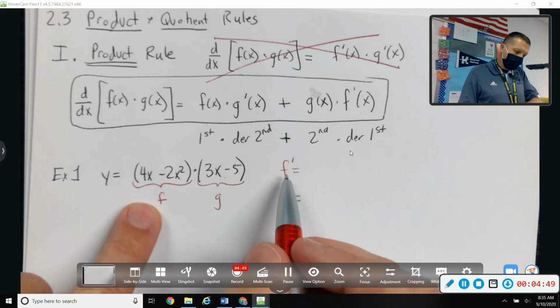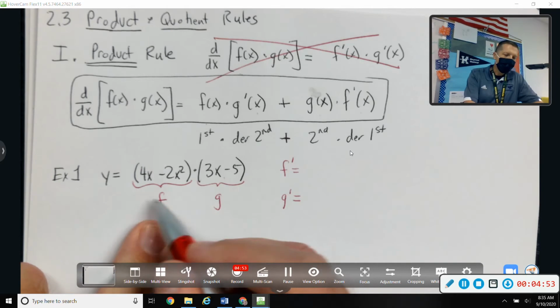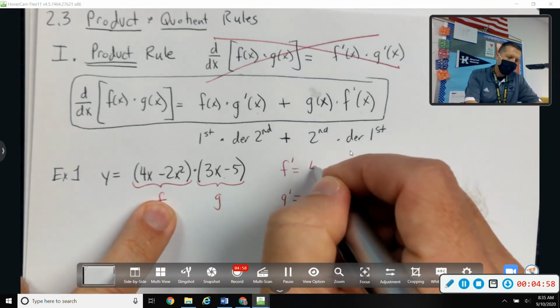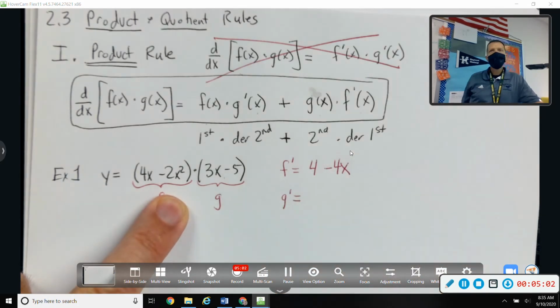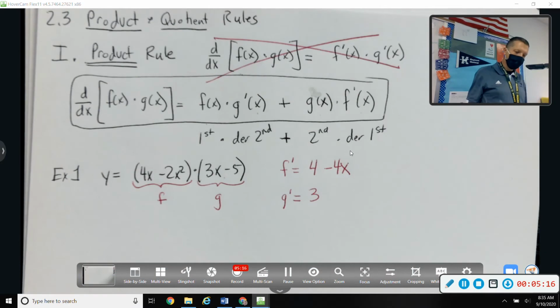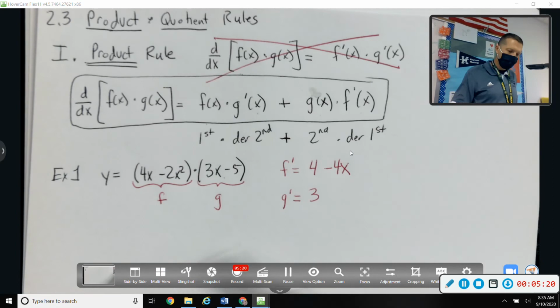So f prime then, using the shortcut rule from yesterday, the power rule, that would be 4 minus 4x. Okay with that? What about the derivative of g? What's that going to be? Just 3. Good. So now I've got all the pieces to use the product rule. I've got f, g, f prime, g prime. Now it's a matter of just putting them together the right way.